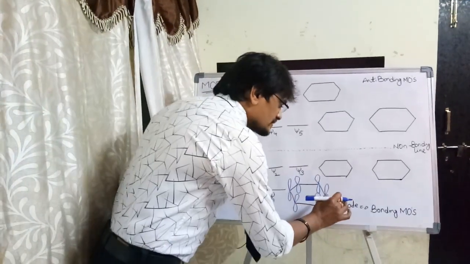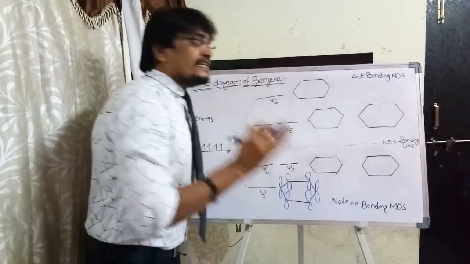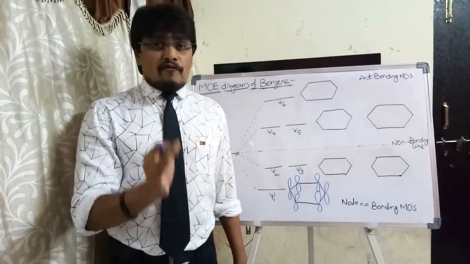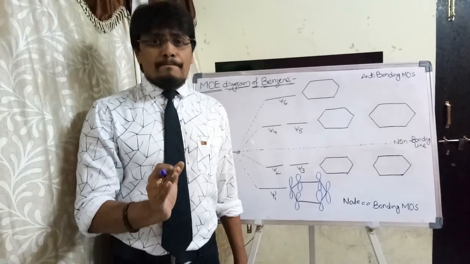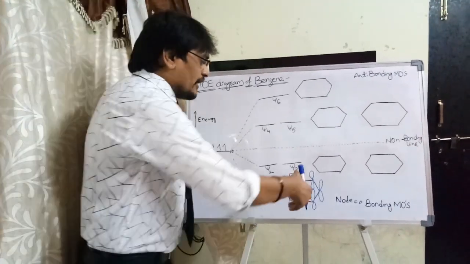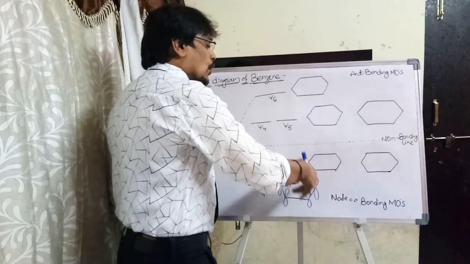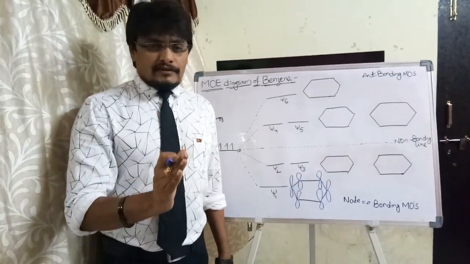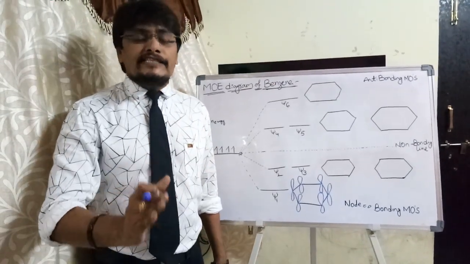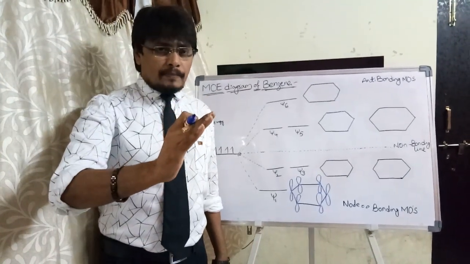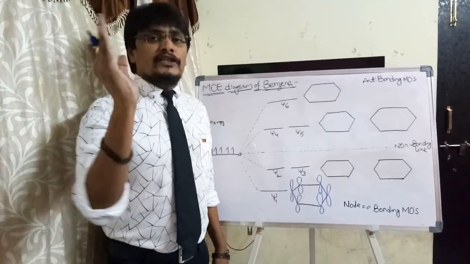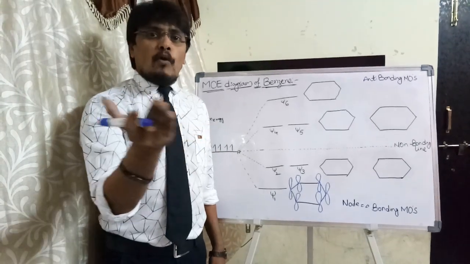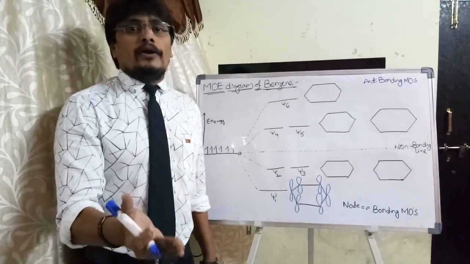Zero means the wave function will not change its sign. What is a node? A node is a plane where the wave function changes its sign. Now in this particular molecular orbital psi1, there is no node, meaning there is no plane in which the wave function changes its sign. That is, whatever lobes are placed at the top will be at the top only, and whatever lobes are placed at the bottom will occupy the bottom only. That is the meaning of no node.